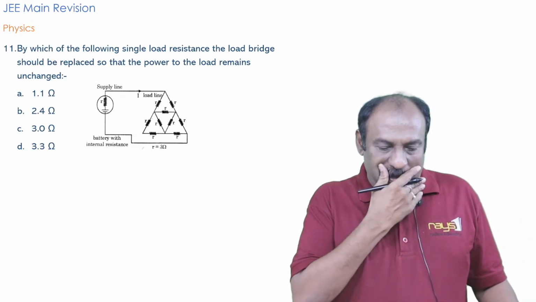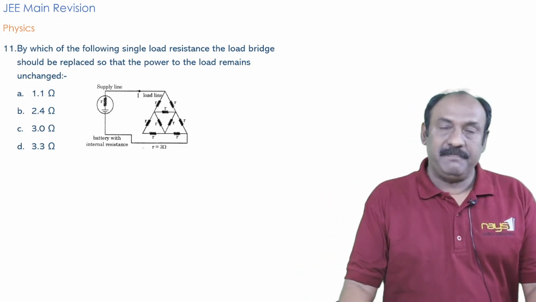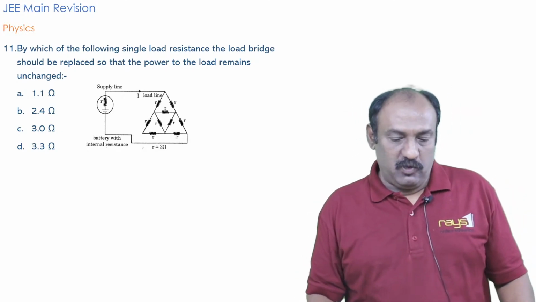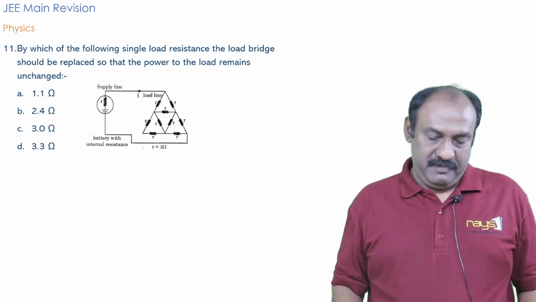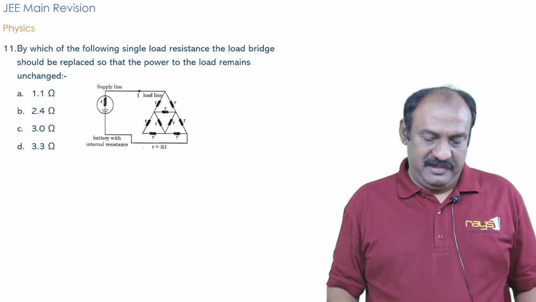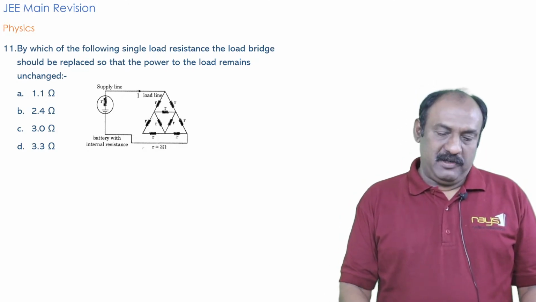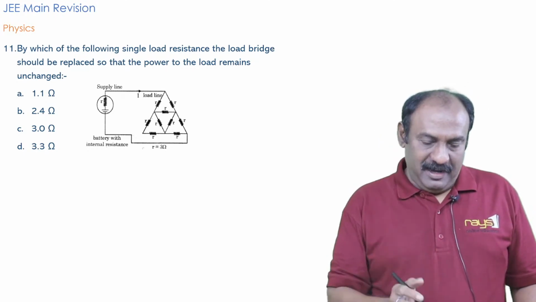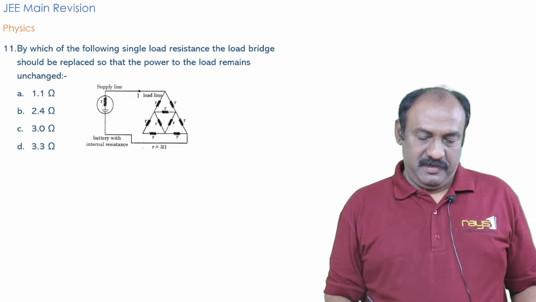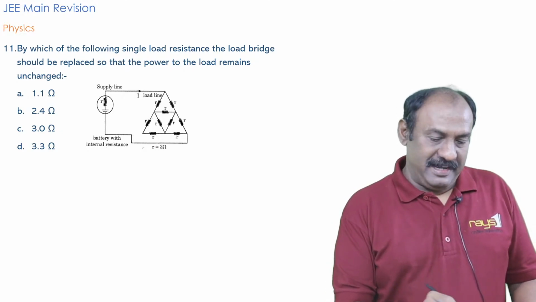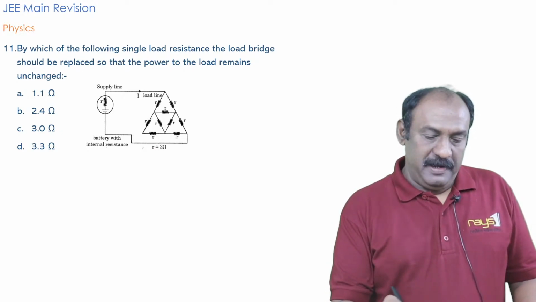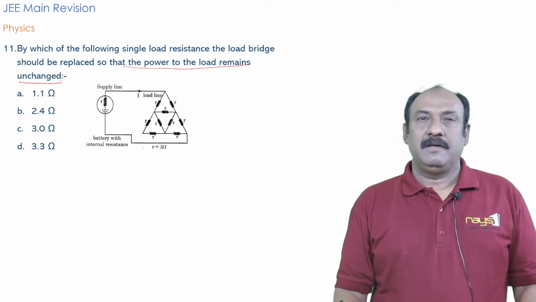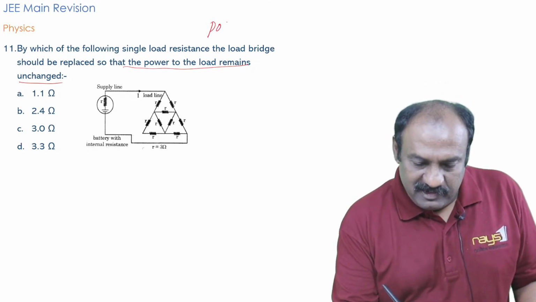By which of the following single load resistors should the load bridge be replaced so that power to the load remains unchanged? Power to the load remains unchanged. So what is the R value given? R equal to 3. See the sentence once again: the load bridge is to be replaced so that power to the load remains unchanged.